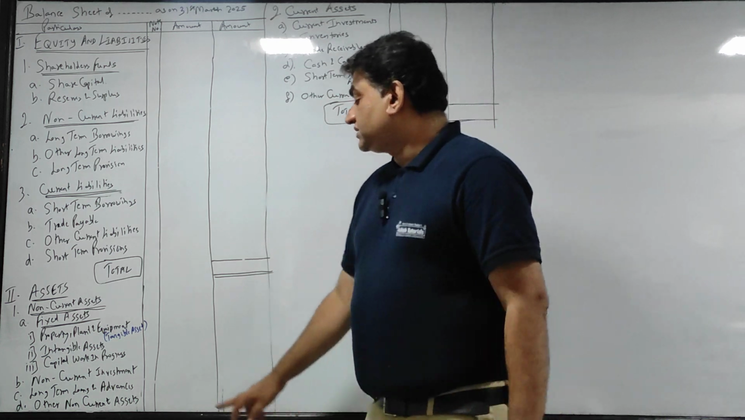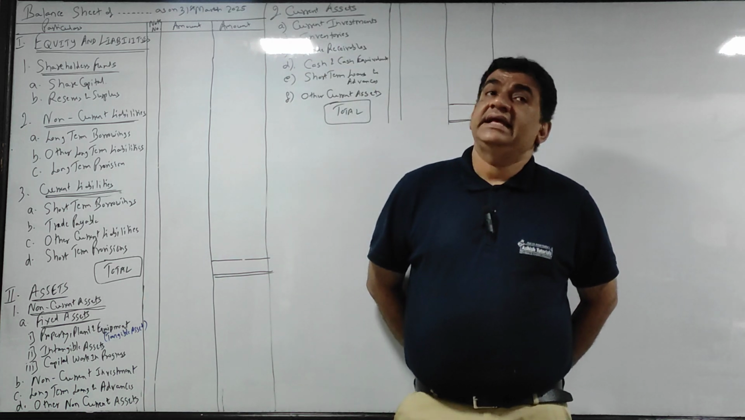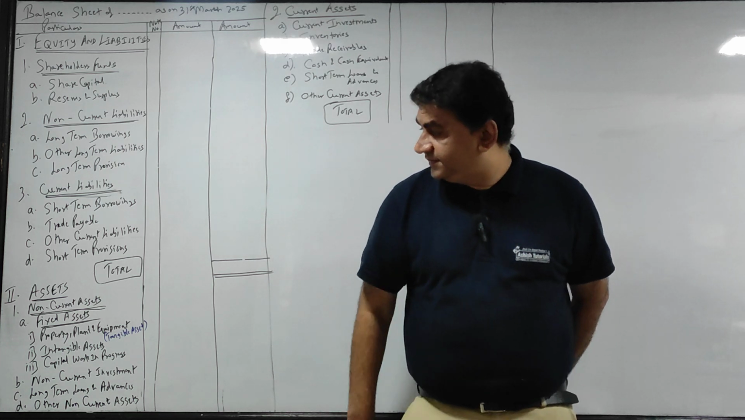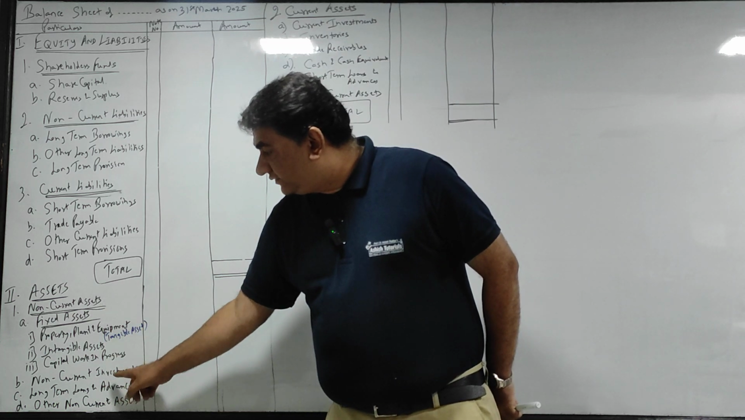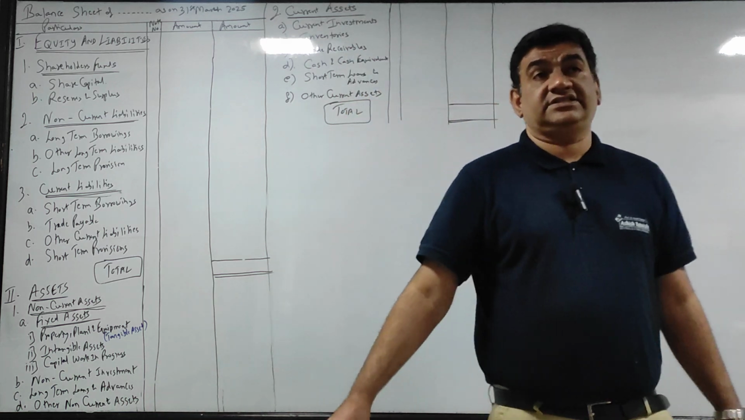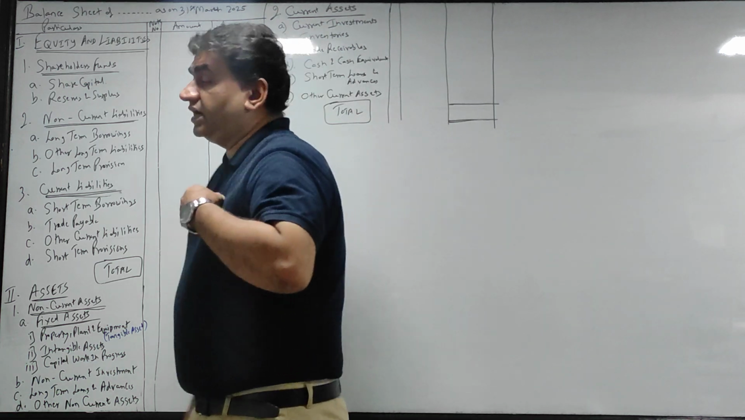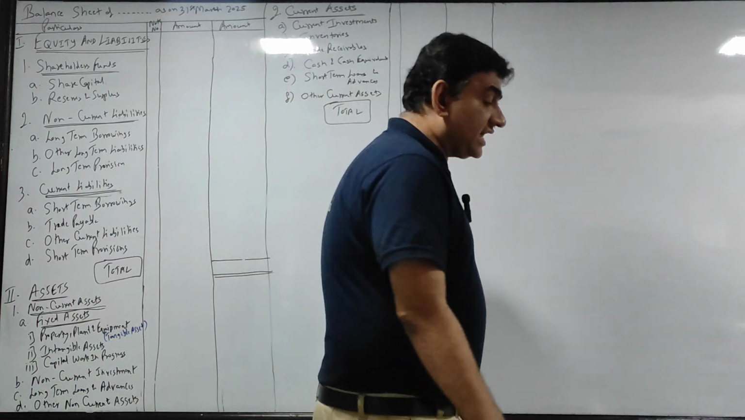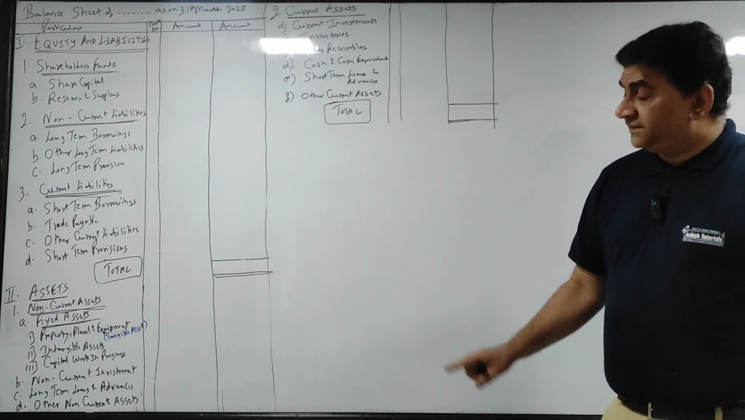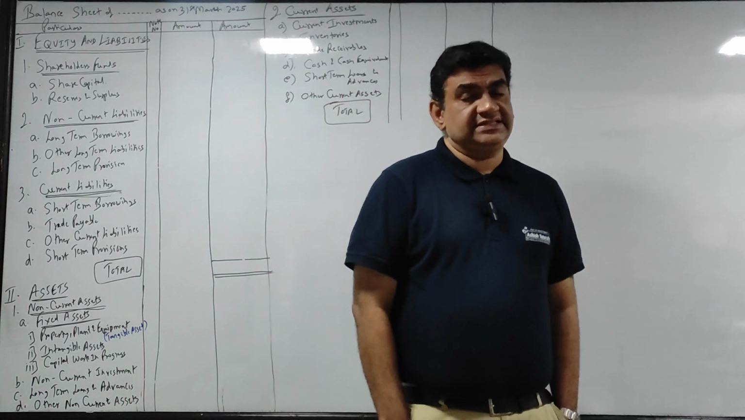Got it? And the last, other non-current assets. Last मतलब non-current assets का last, other non-current assets. Any long-term asset which doesn't fit in any of the category of A, B, and C will come here. And the best example here is fictitious assets. All fictitious assets will be a part of other non-current assets.